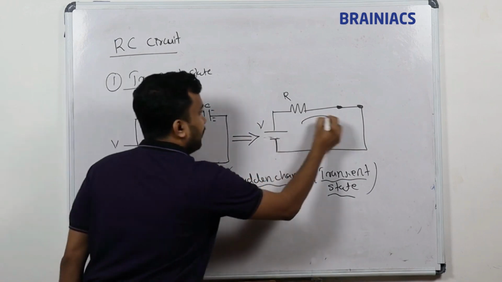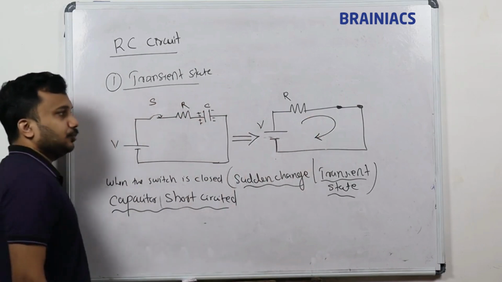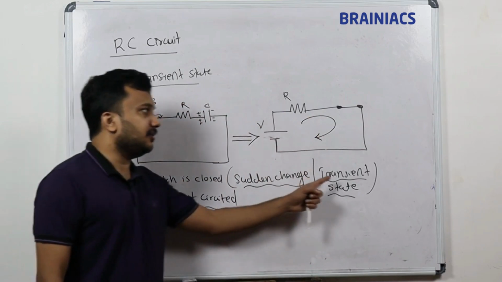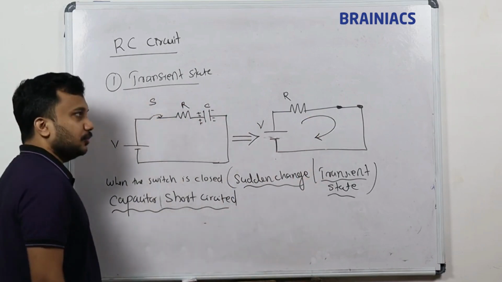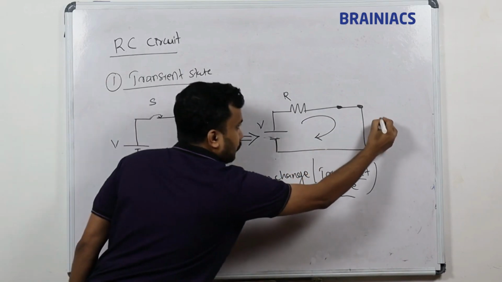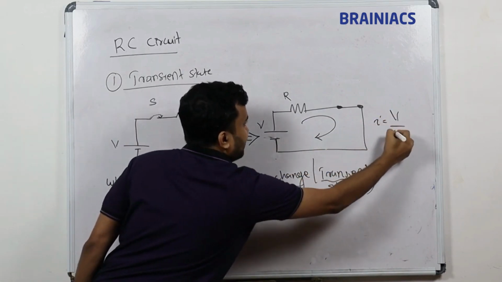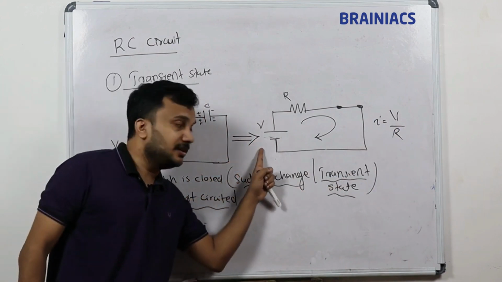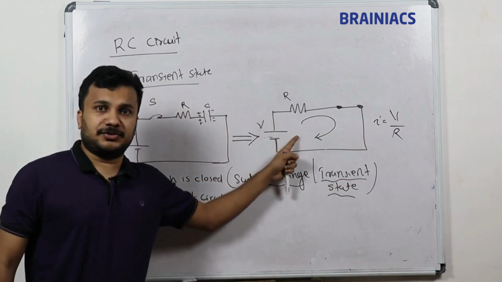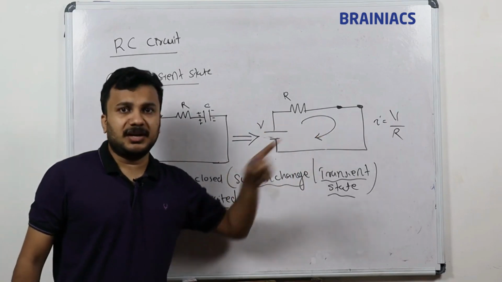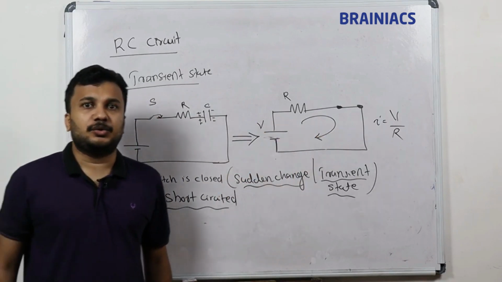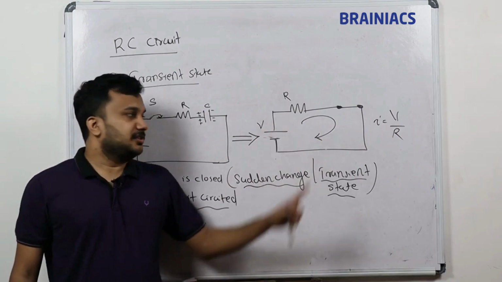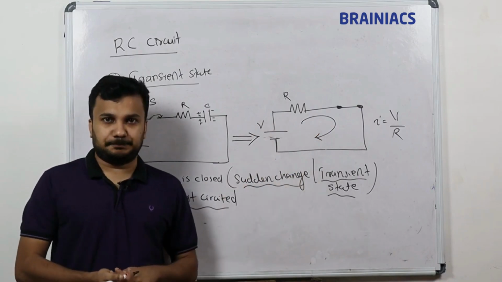Now we need to find out what is the current flowing through the circuit during the transient state. Current is equal to what? Current is equal to voltage by resistance. The total voltage given to the circuit is V and the total resistance of the circuit is R, so you get I is equal to V by R. So this is the current flowing through the circuit.